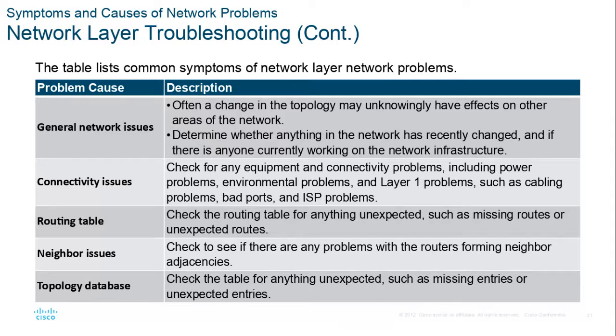Connectivity issues: equipment and connectivity problems, power, cabling, environmental problems, layer 1 problems like cabling. Is the routing table proper? If it's not in the routing table and the router receives a packet, he can't deliver it. He's got to drop it.